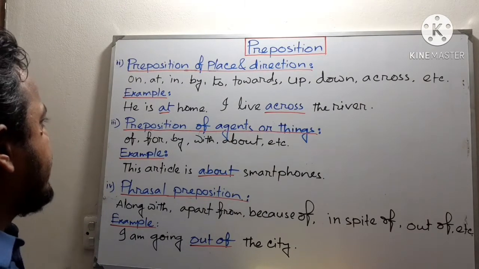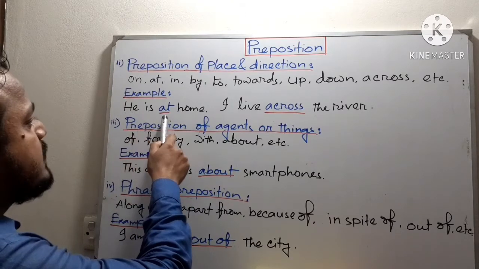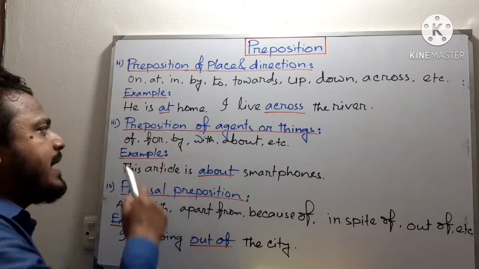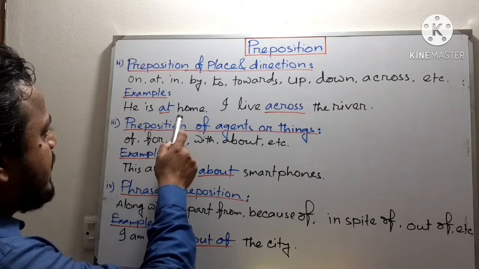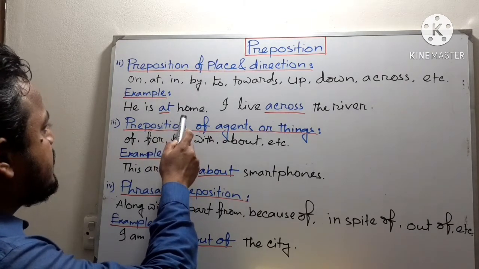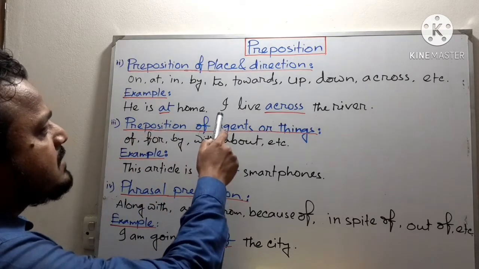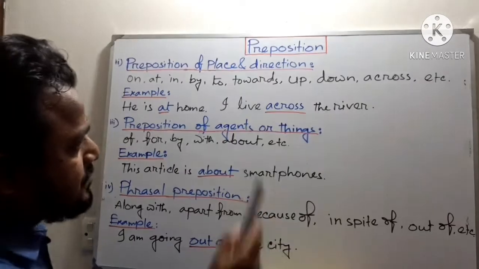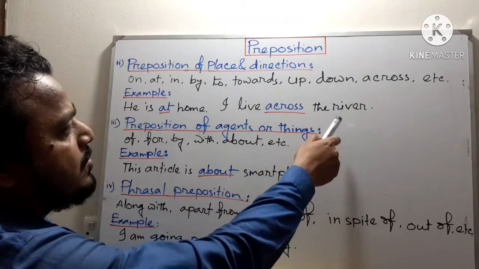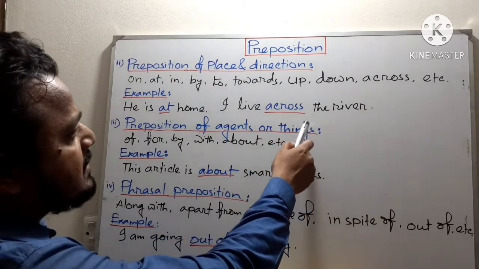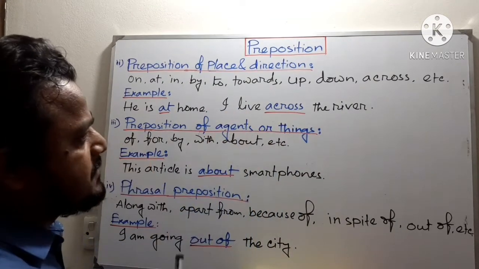For example, in two sentences you see, the first one is he is at home. Here the word at is a preposition and it is placed before noun and indicating a place, and it makes a relationship between the noun with other words of the sentence. And then the second sentence, I live across the river. Here the word across is a preposition placed before the noun river and makes a relationship between the noun and other words of the sentence.